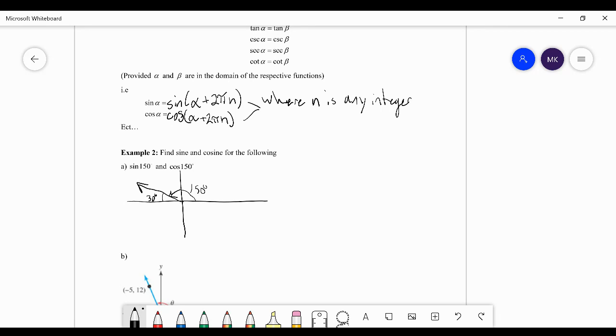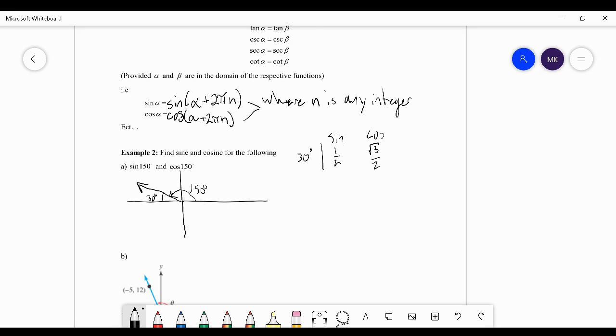Okay, I'm going to refresh you. It had sine, cosine, tangent, cosecant, secant, cotangent of different angles, and we had 30 degrees. We had that the sine was 1/2, and that cosine was root 3 over 2.